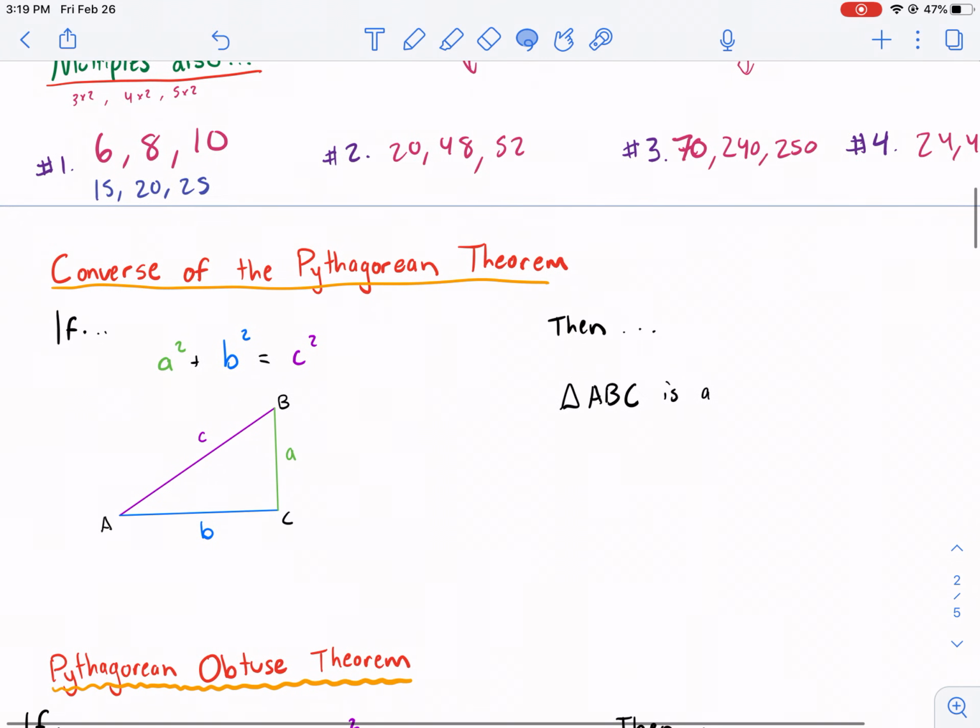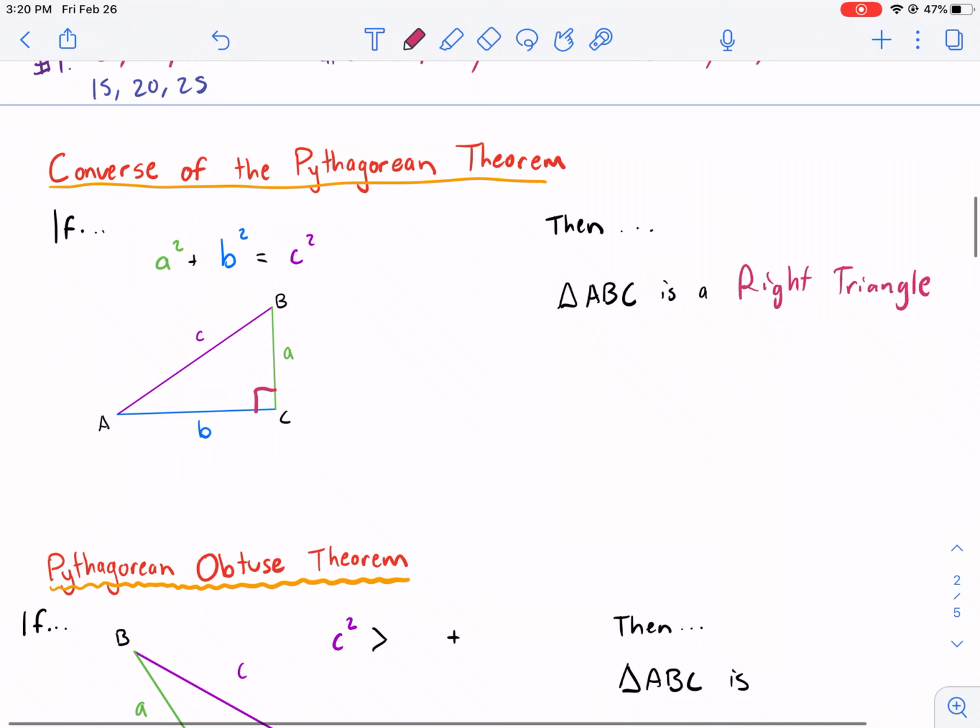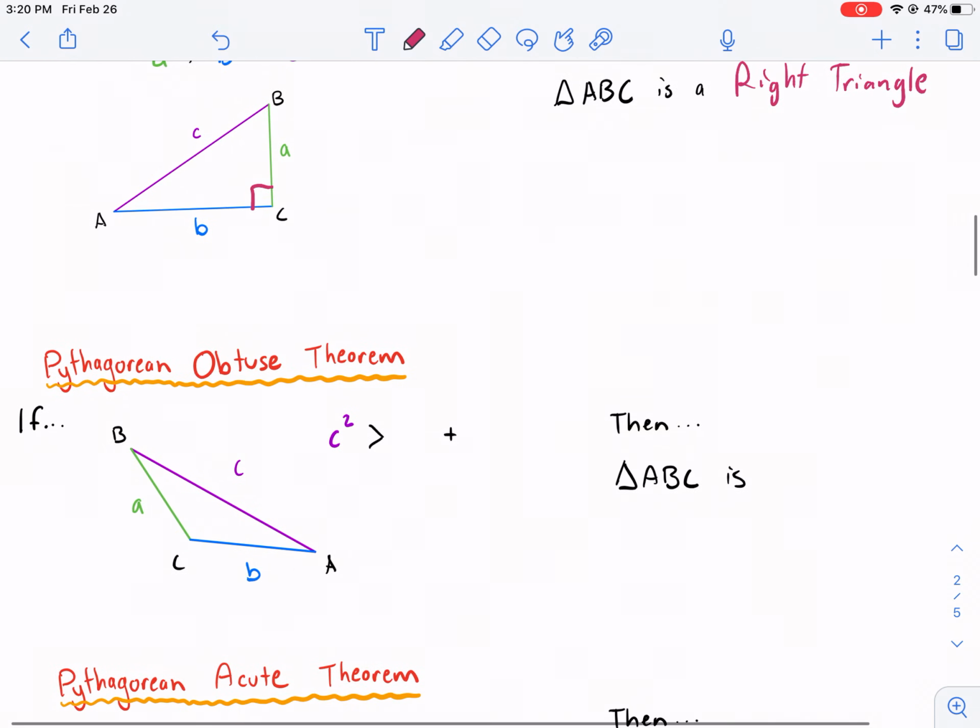Okay, converse of the Pythagorean theorem. This is simply stating that if you know the triangle has a relationship where a squared plus b squared equals c squared, then ABC is a right triangle. So it's the converse. It's the opposite. It's going backwards. Really important to go backwards in mathematics and geometry specifically.